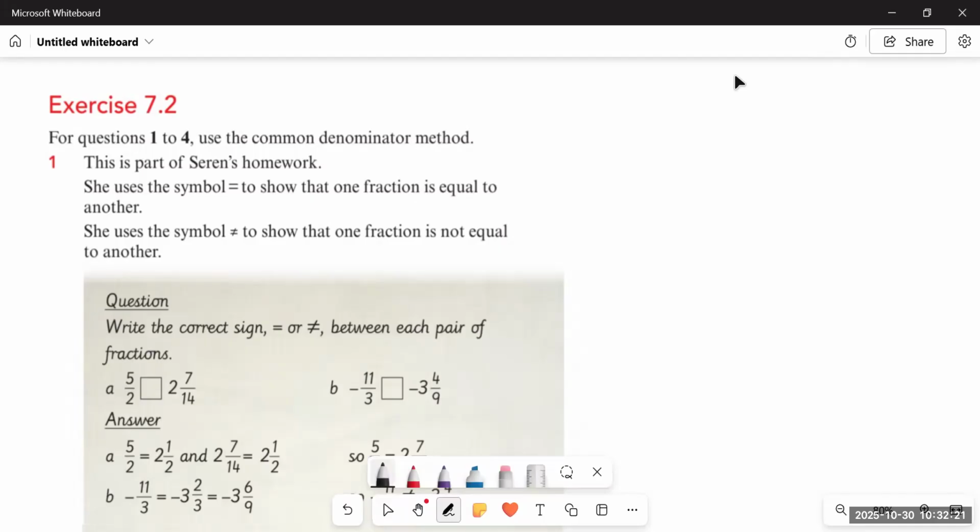This is Cambridge Lower Secondary, Book 8. And today we are going to start with exercise 7.2, which is related to fractions. We have already done some of the questions from 7.1. So let's begin with question number 1 of 7.2.